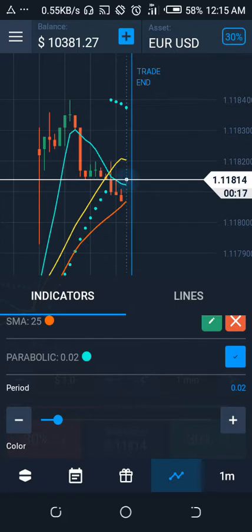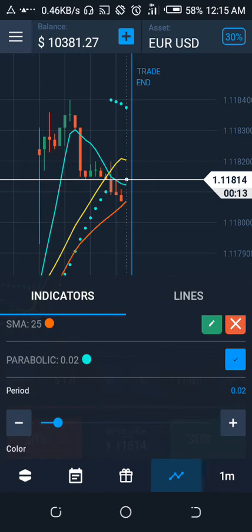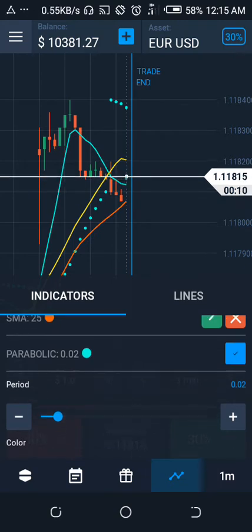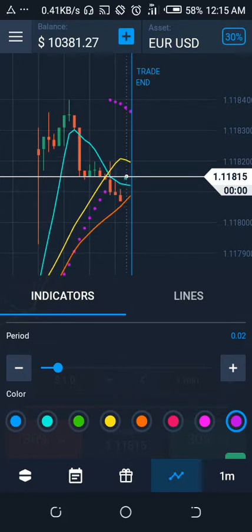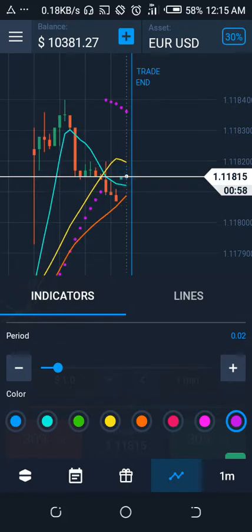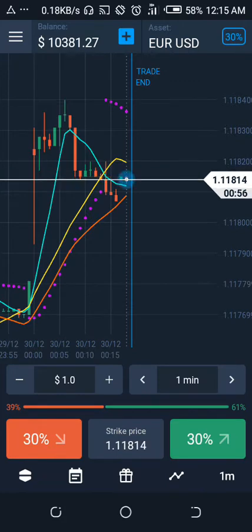Now, this is it. Change it to another color. That parabolic, you can pick just any color. Let me pick purple. As you can see, you can pick any color. Just make sure it's different from the SMA color. Now, everything has been set right now.